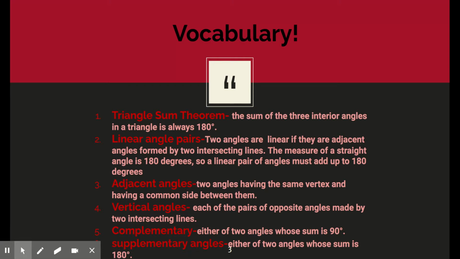Adjacent angles are two angles having the same vertex and having a common side between them. Vertical angles are each of the pairs of opposite angles made by two intersecting lines. Complementary angles always equal the sum of 90, and supplementary angles always equal the sum of 180, okay?